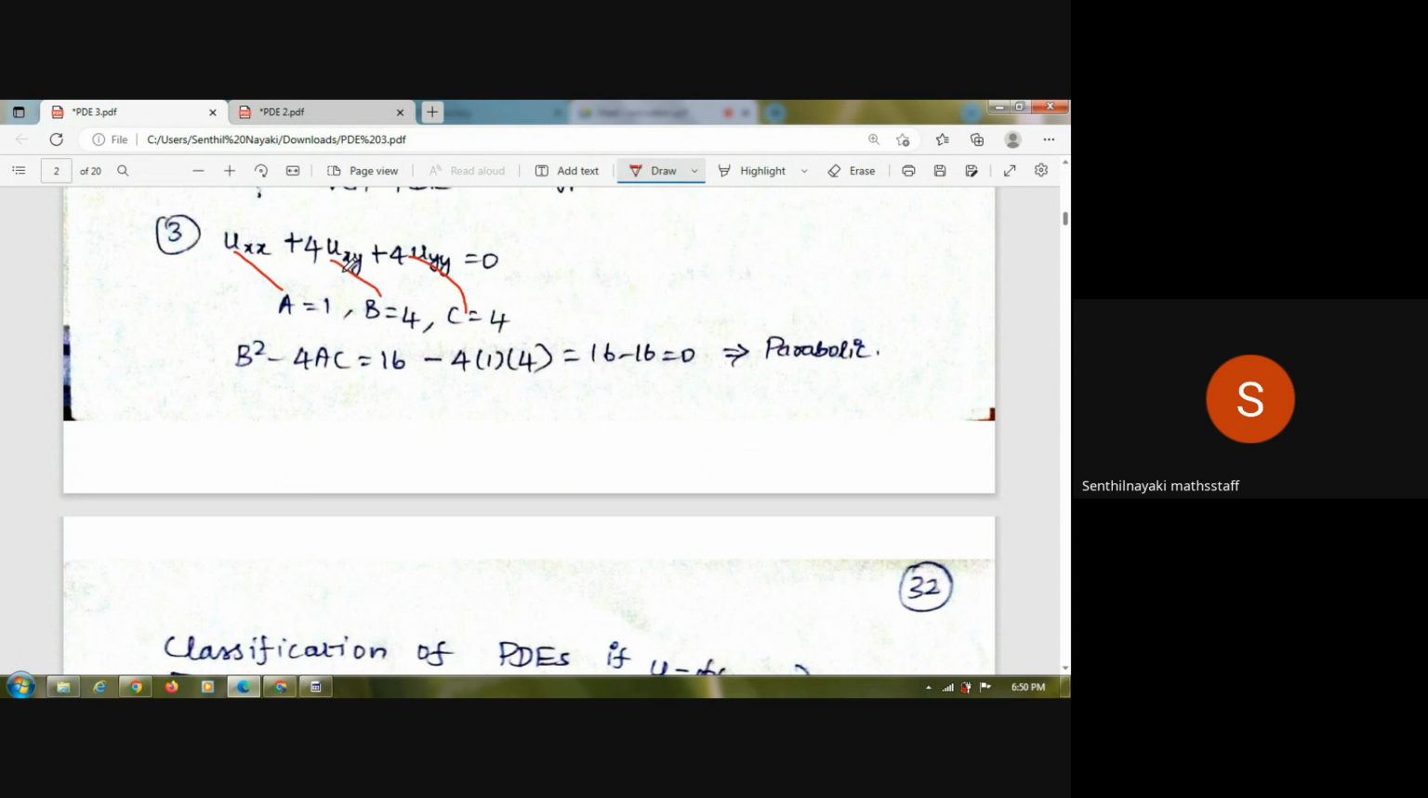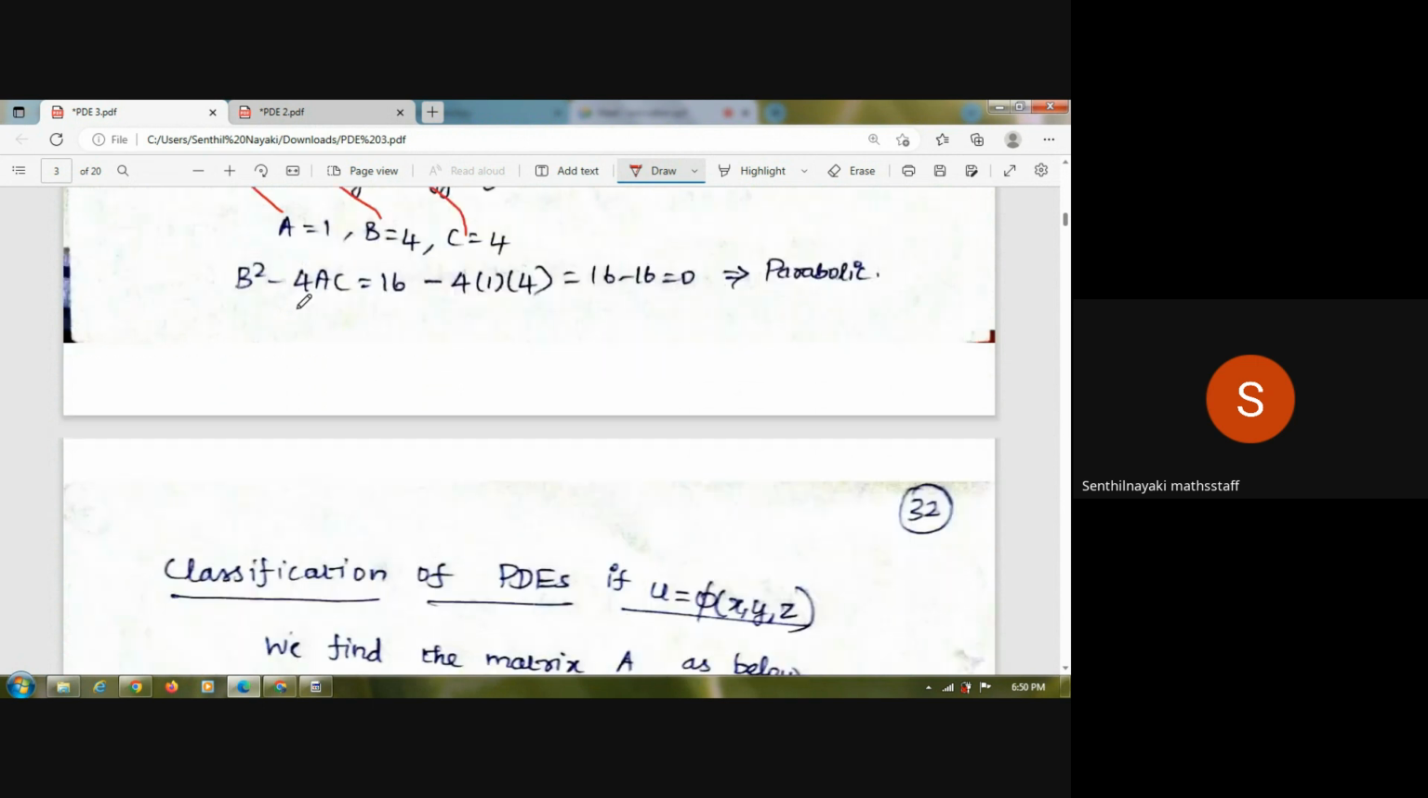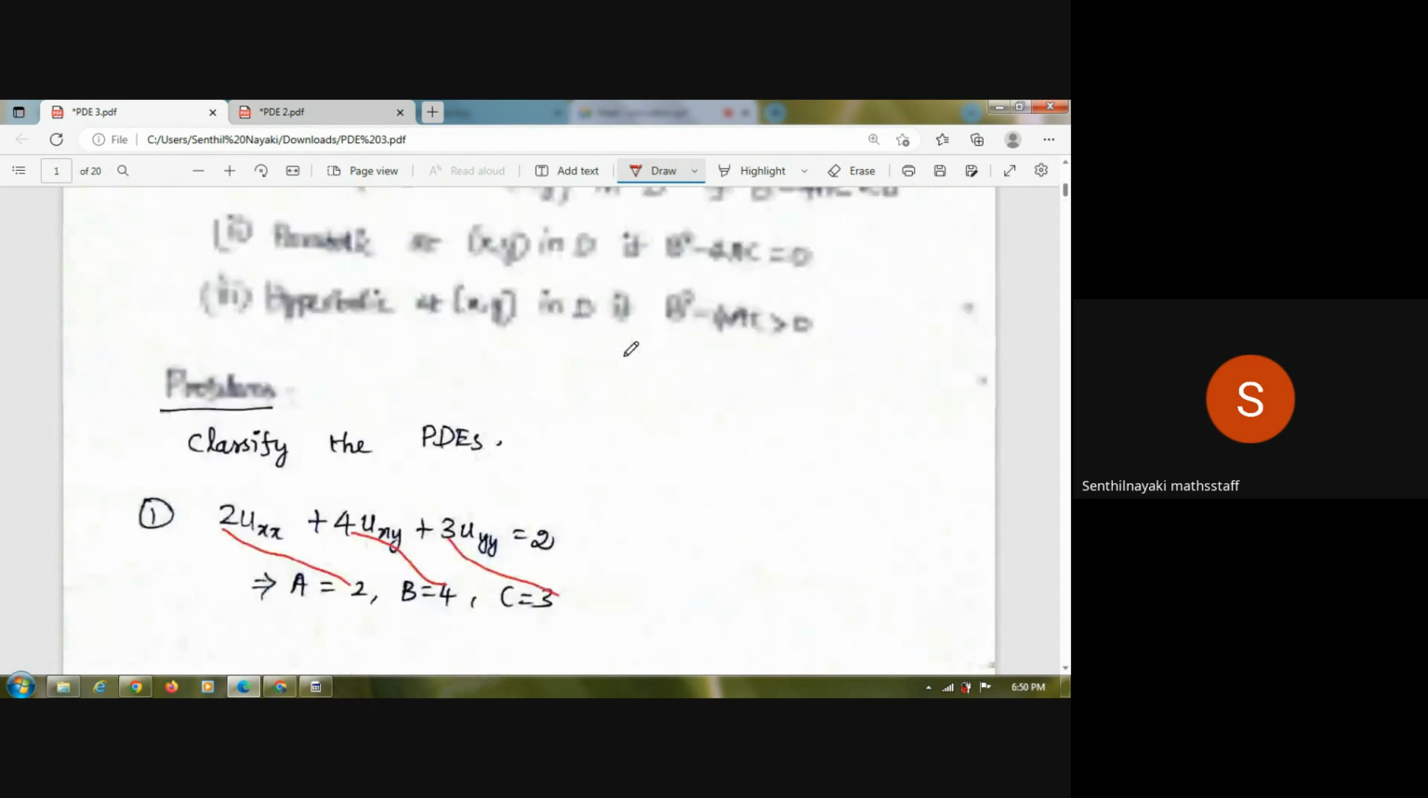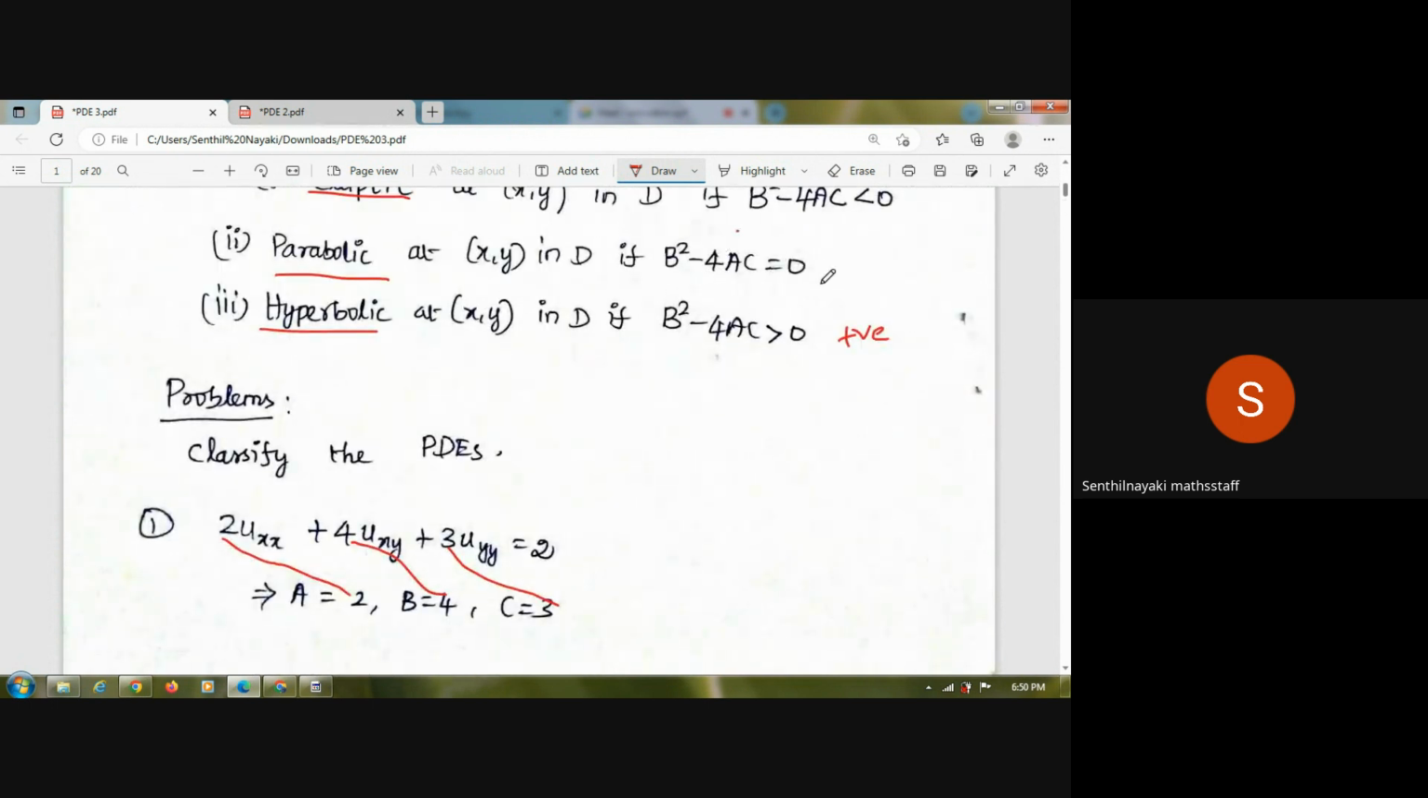You have to keep this in mind: the coefficient of uxy equals b and the coefficient of uyy equals c. Next we have to find the discriminant value, b square minus 4ac. So b square means 4 square, that is 16, minus 4, where the a value is 1 and the c value is 4. So 16 minus 16 equals 0. So b square minus 4ac is exactly equal to 0. Then what is the result? If b square minus 4ac is equal to 0, then the given PDE is parabolic.